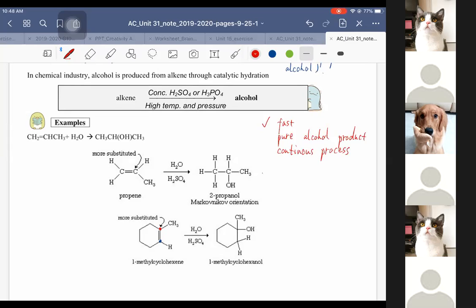But it also has some disadvantages. First, you can see it requires high temperature and high pressure, so it requires a lot of energy input. That's a downside. And then this reaction would require an expensive plant. So that's also a disadvantage.